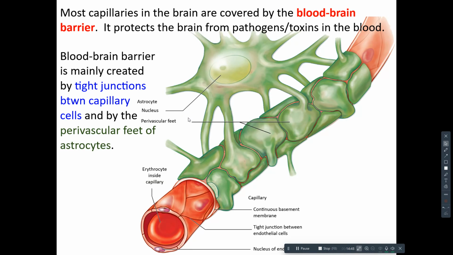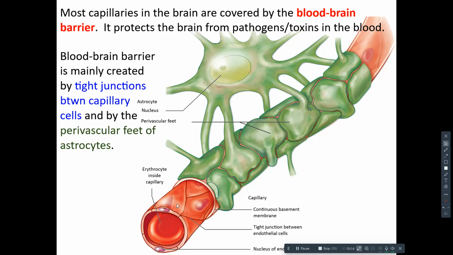All right, the final thing we got to talk about in terms of brain protection is this thing called the blood-brain barrier. Now, of course, your brain needs a lot of blood vessels to feed it. It has lots and lots of capillaries. Most capillaries in the brain are covered by this thing called the blood-brain barrier, which prevents toxins, pathogens, bad stuff from leaving the blood and getting into the brain's interstitial fluid.